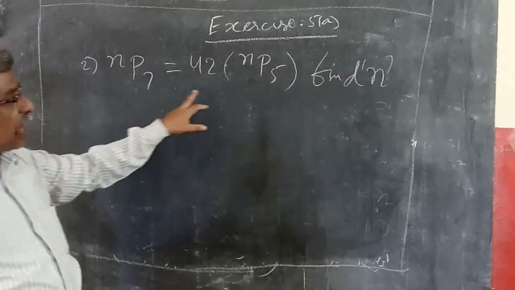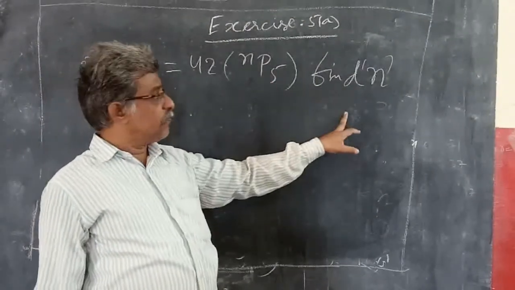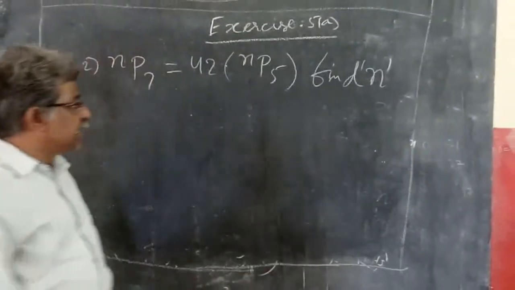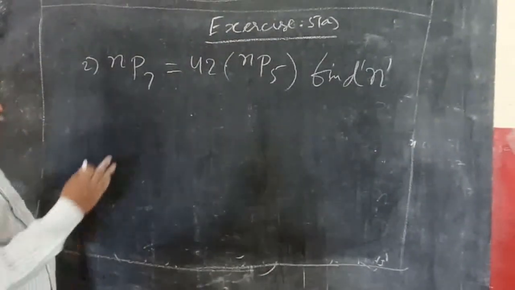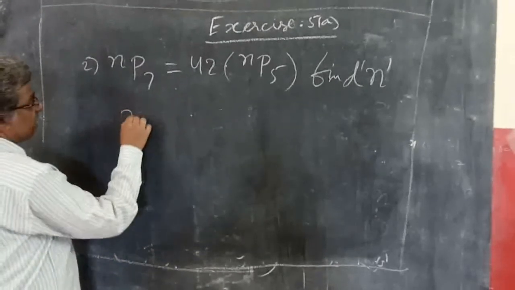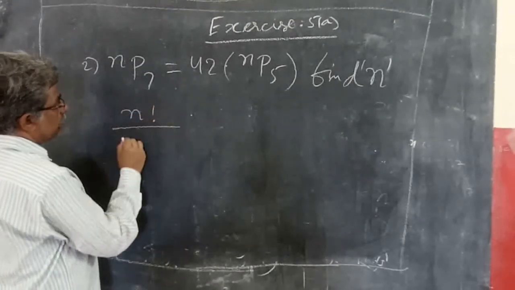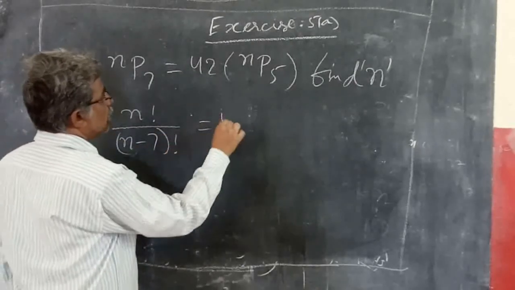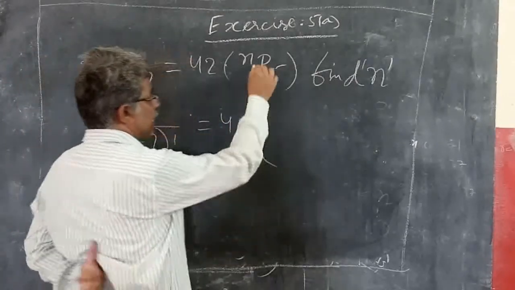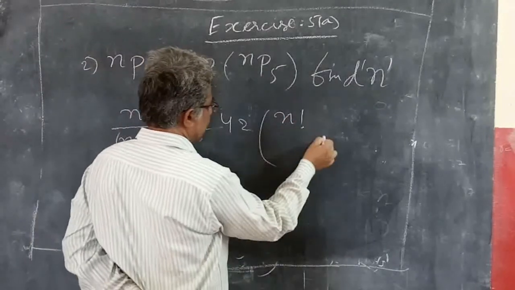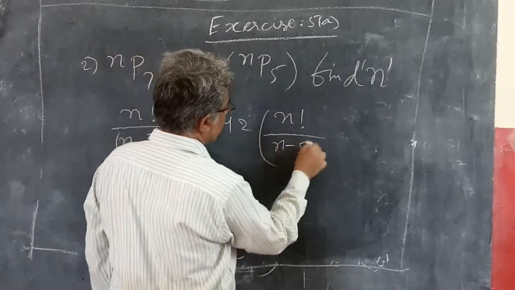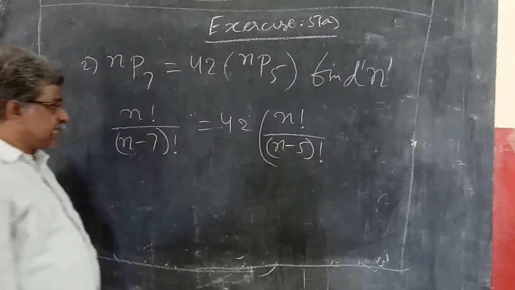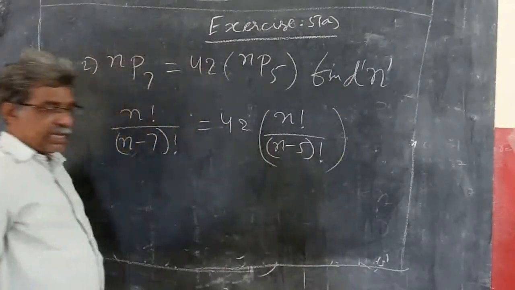NP7 equal to 42 into NP5, then find N. So NP7 I can write as N factorial by N minus 7 factorial, equal to 42 into NP5, which I can write as N factorial by N minus 5 factorial.